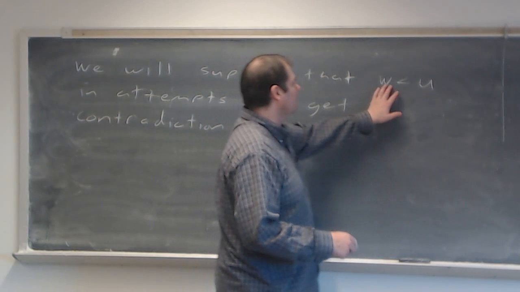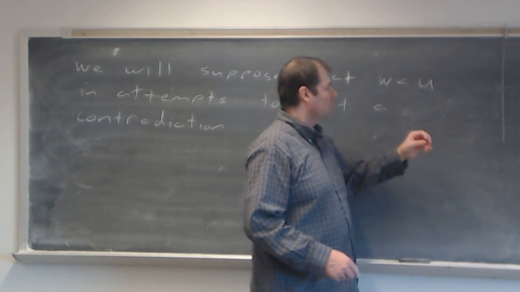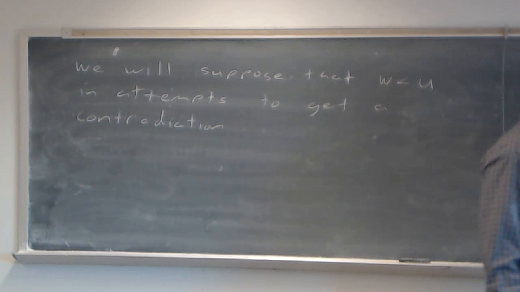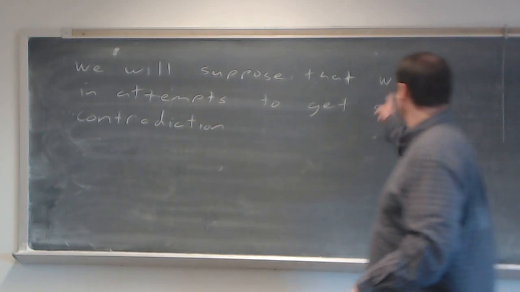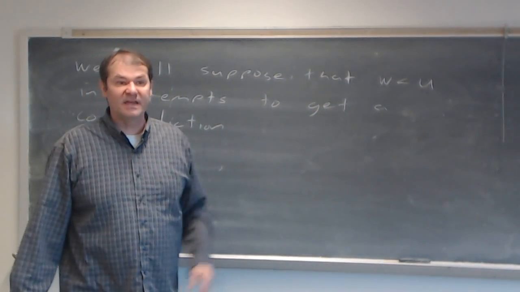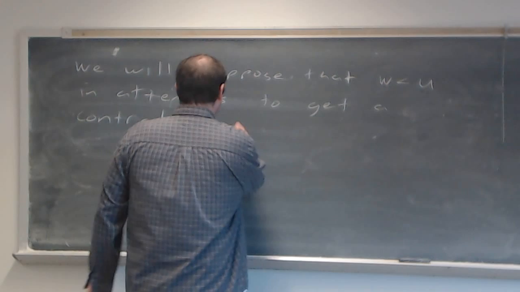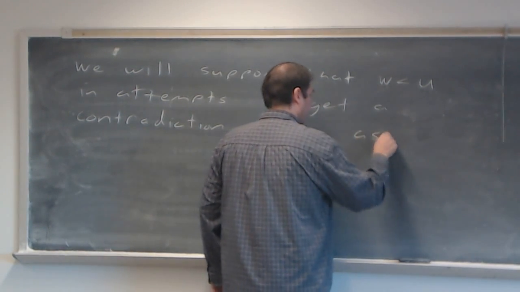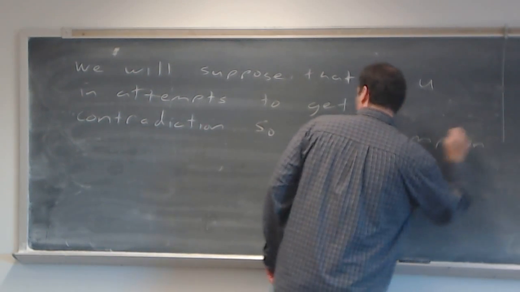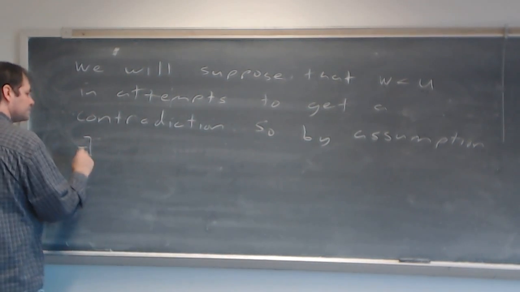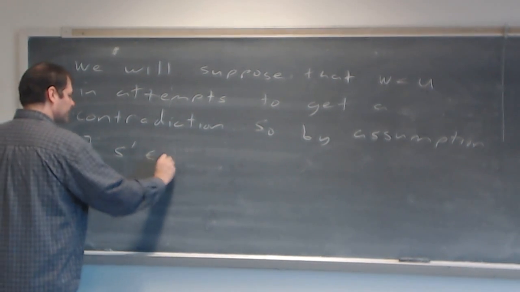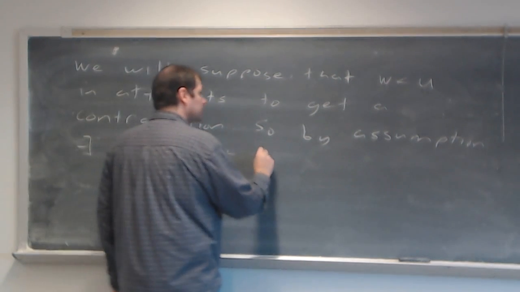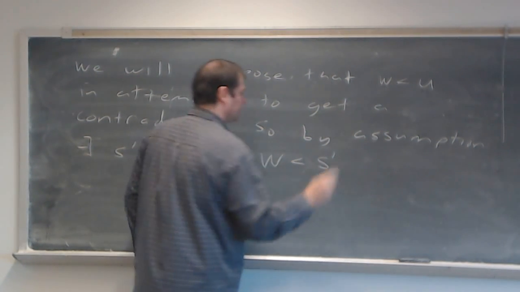Well, W is some number that's less than U. What are we assuming? We're assuming over here that if you give me some number less than U, then there's some number in the set that is bigger than the number that's less than U. So here, I'm giving you W. That's playing the role of V over there in my assumption. So by assumption, there exists an S prime, element of script S, such that W is less than S prime.